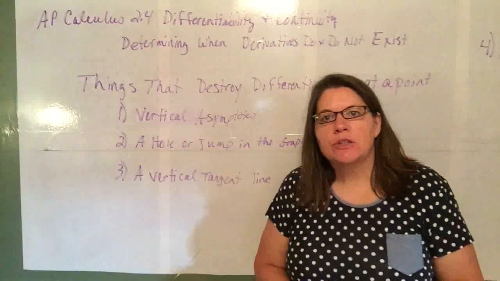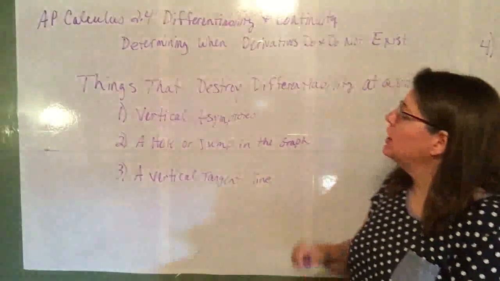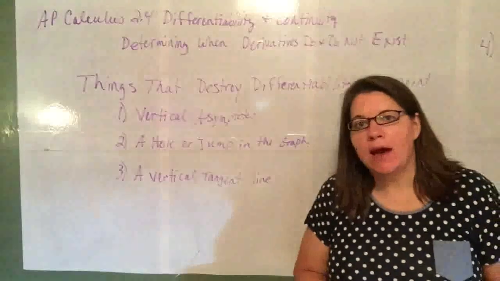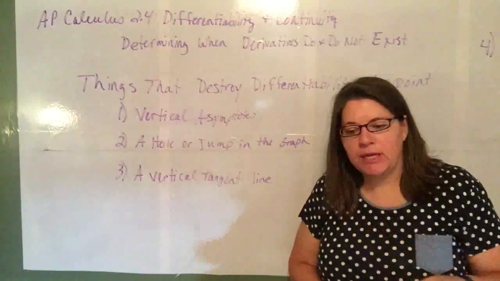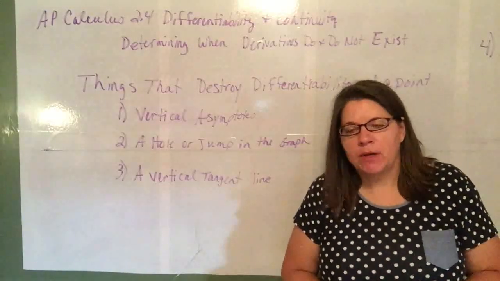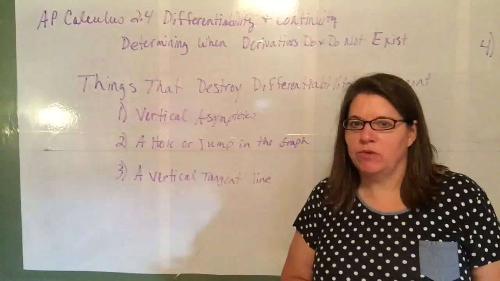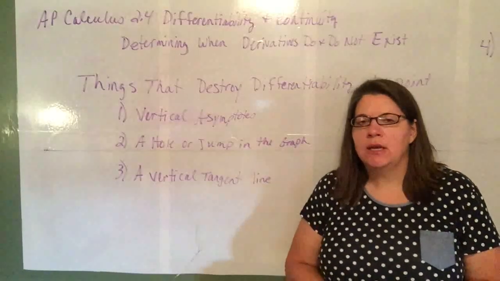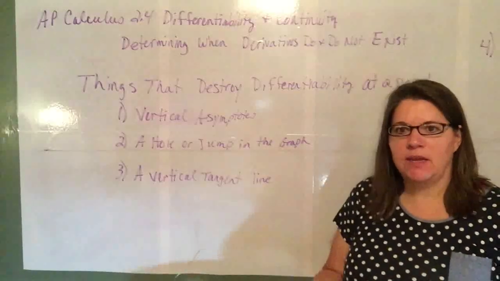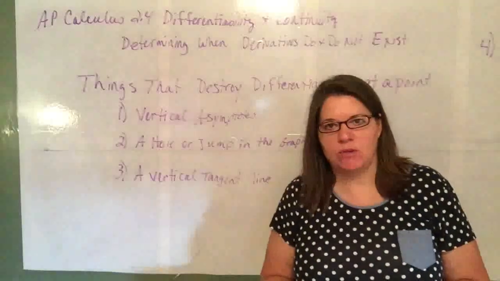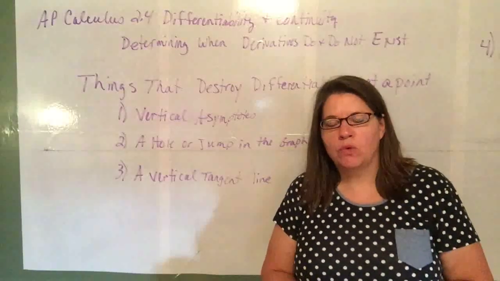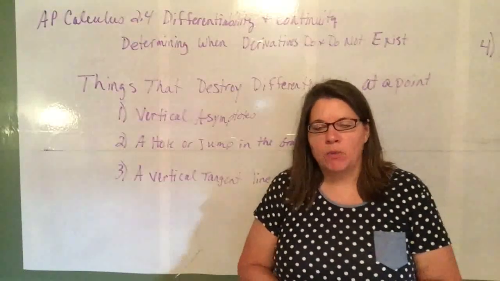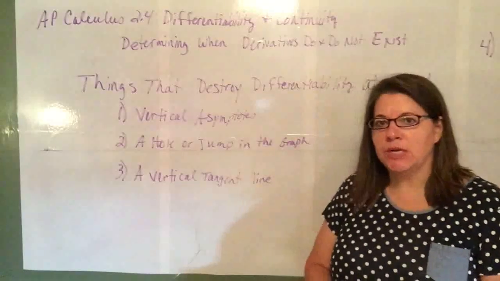This is AP Calculus 2.4, and we're talking about differentiability and continuity. Now, remember, continuity is when a function is continuous. There were several things that destroyed continuity, or that said the function was not continuous: asymptotes, holes, or jumps in the graph. And we talked about those in the first unit.